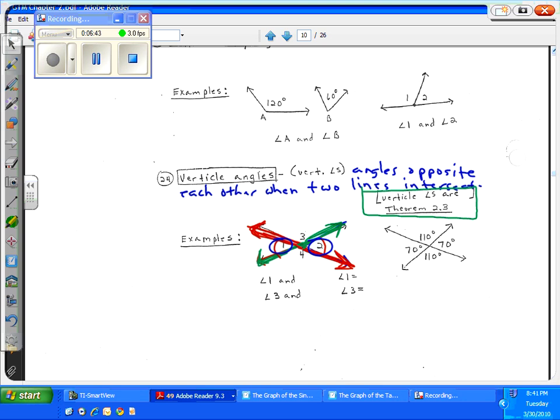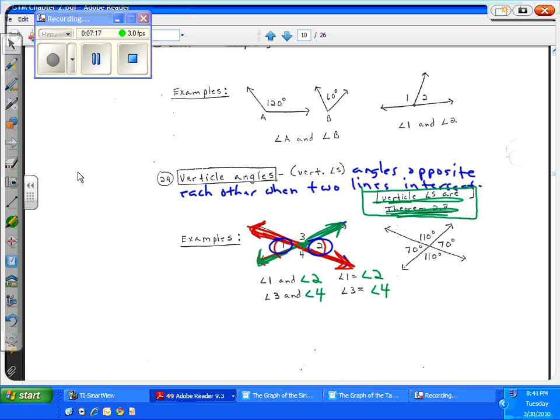And we discovered it before, remember, in the constructions at the end of the last homework assignment. Angle 1 and angle 2 are vertical angles. Angle 3 and angle 4 are vertical angles. This theorem tells us that vertical angles are equal, so our conclusion is that since 1 and 2 are vertical, they must be equal. And since angle 3 and 4 are vertical, they must be equal. Vertical angles are equal. Okay?